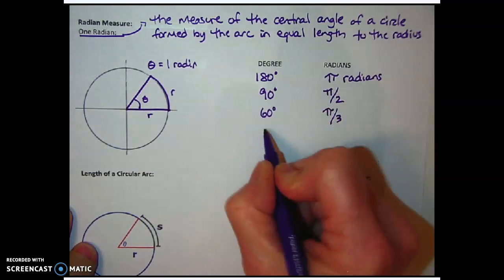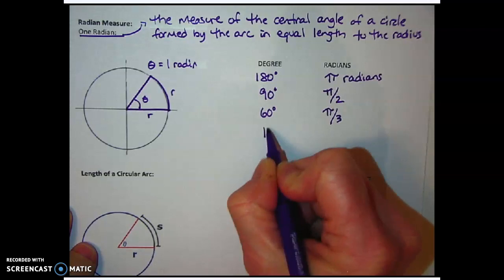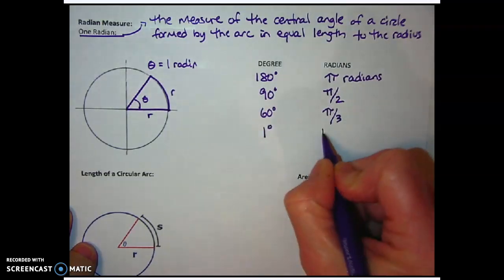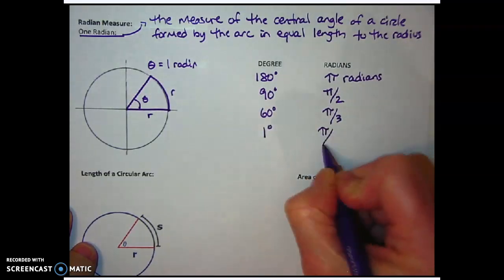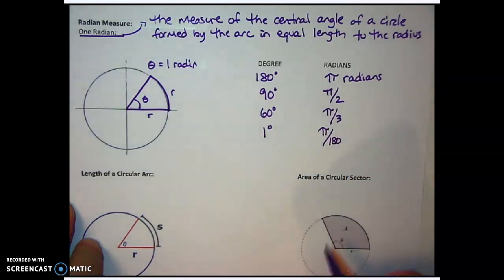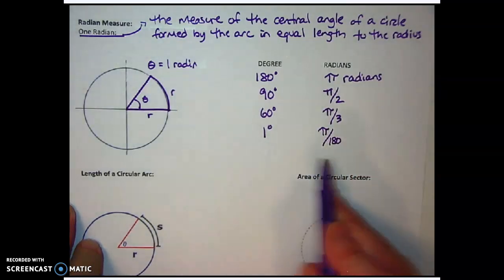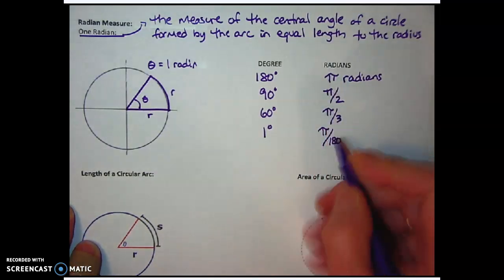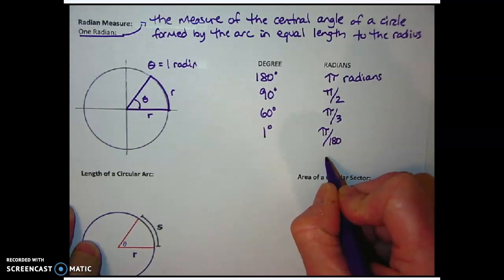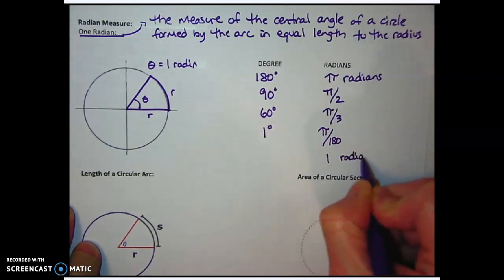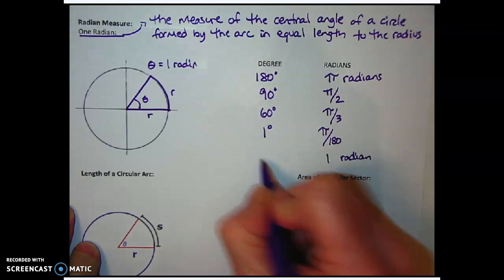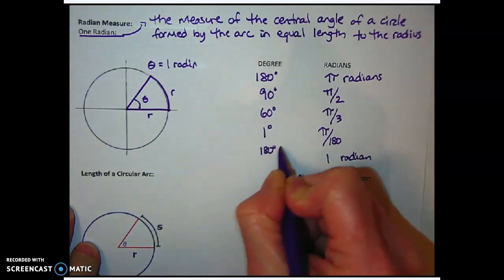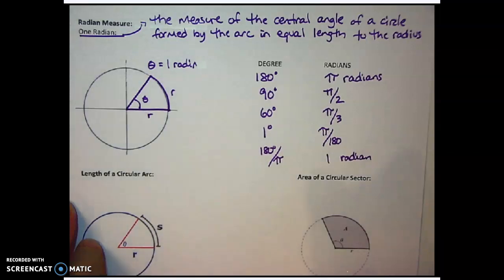If we want to know what 1 degree is, if I divide 180 by 180, I get 1 degree, then that would mean that 1 degree is equal to pi over 180 radians. I divide this one by 180, and I divide this one by 180. Similarly, if I were to divide pi radians by pi, I get 1 radian. So if I divide this side by pi, I need to divide the other side by pi. So 180 divided by pi degrees would be 1 radian.